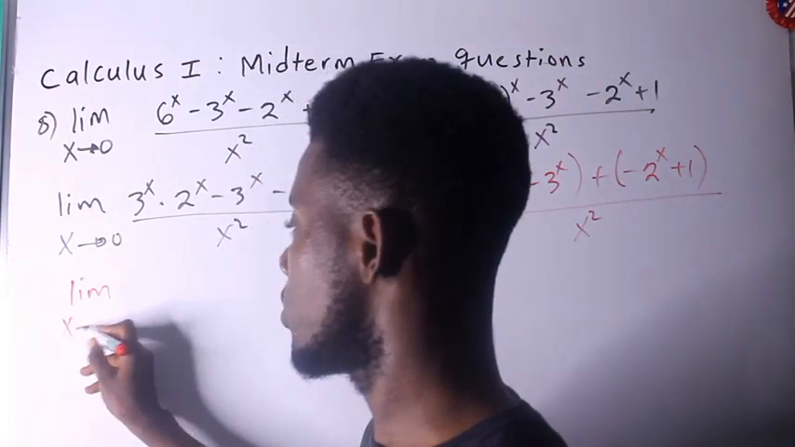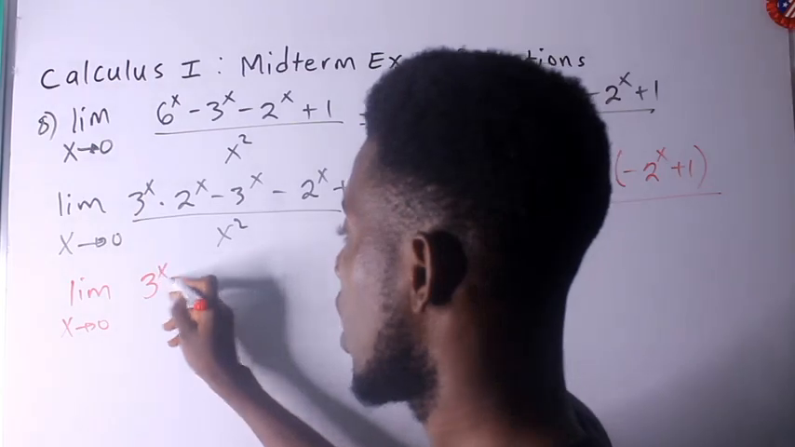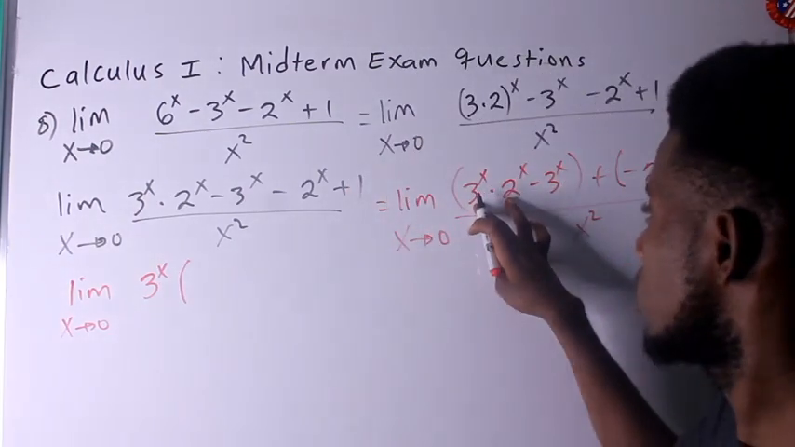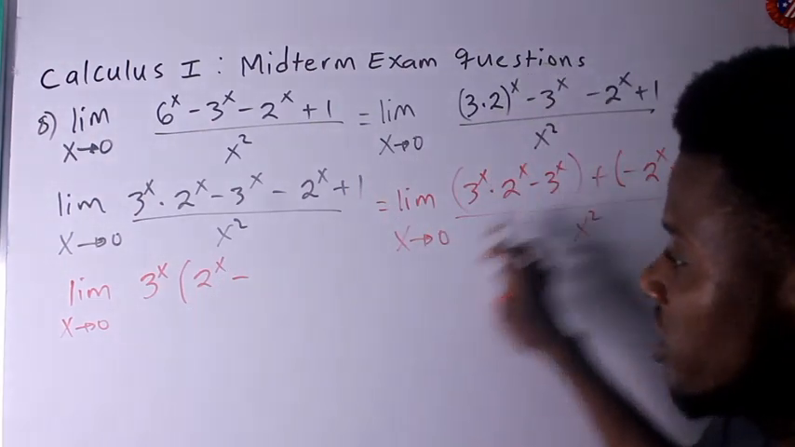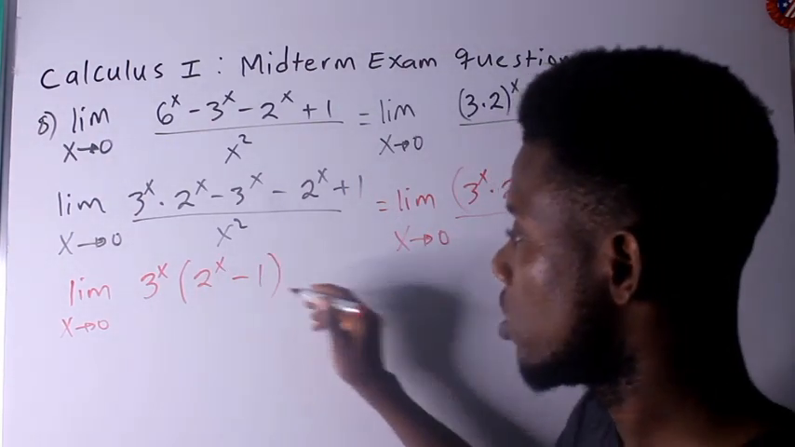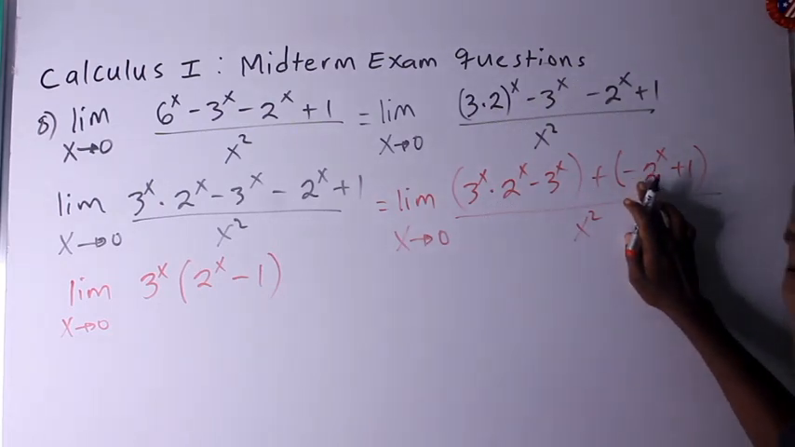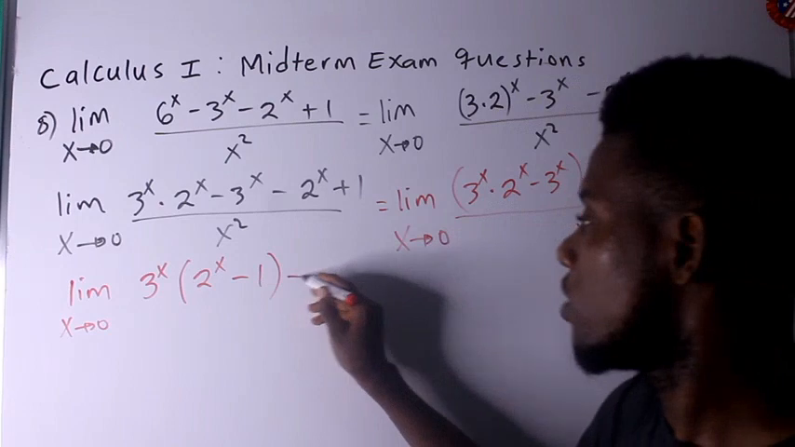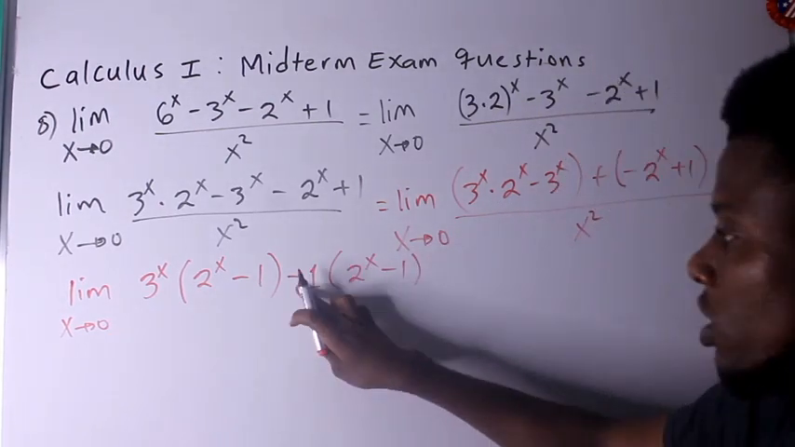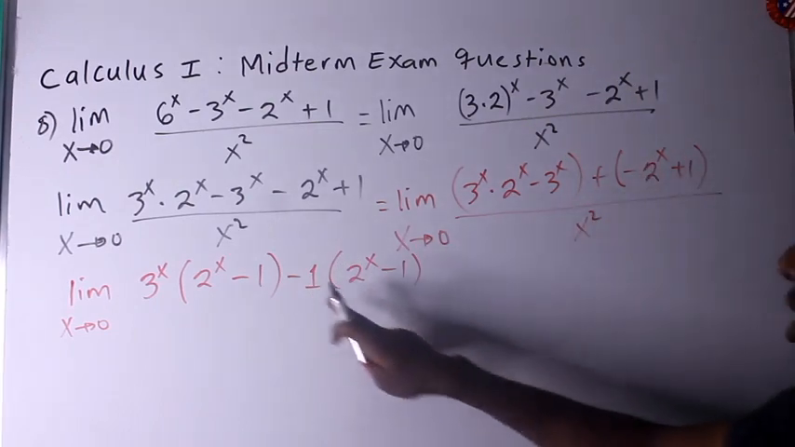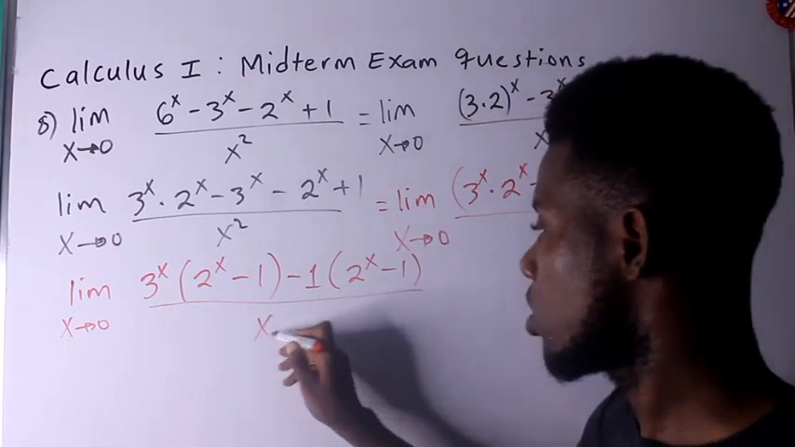So the limit as x approaches 0. If I factor out 3 raised to the power of x, I am just going to have 2 raised to the power of x minus 3 raised to the power of x divided by 3 raised to the power of x, which is just 1. And then when I'm done with that, here I factor out a negative 1 to make the coefficient of 2 positive. So I factor out negative 1, I will have 2 raised to the power of x minus 1. All divided by x squared.